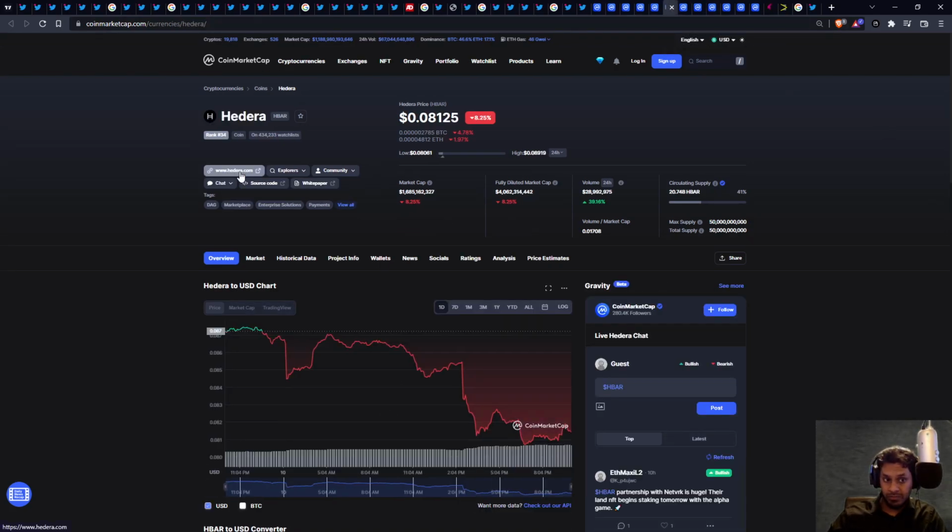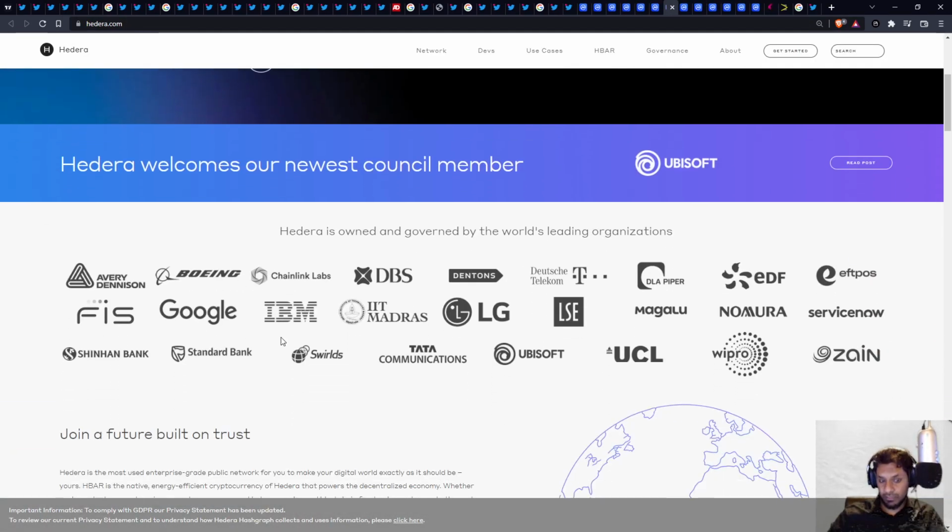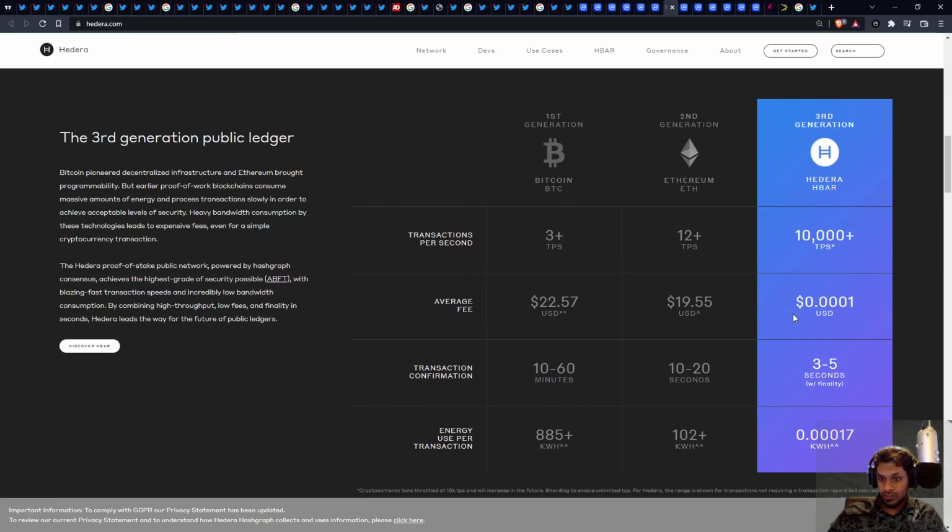Hedera, one of the reasons why I want you to buy Hedera, just look at their website. They have big companies on board. They have Google, Boeing, the banks, LG, Deutsche Telekom, and they are also the third generation when it comes to crypto. They can handle 10,000 transactions per second. The average fee is very cheap, a fraction of a dollar.